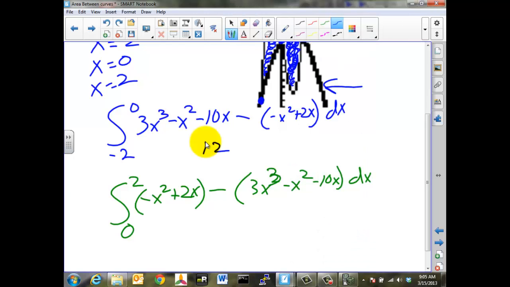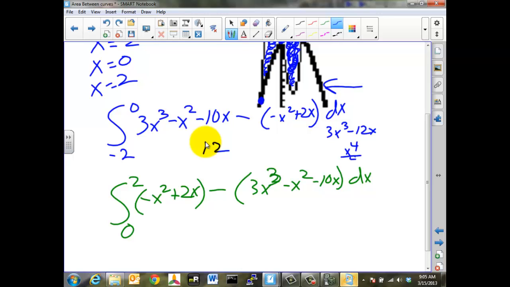Can we do this rather quickly and see if we got the right answer there? Or see if we did something wrong with the calculator? That would be 3x cubed minus x squared plus x squared, right? Won't that be minus x squared plus x squared, so they'll go away? Minus 10x minus 2x is minus 12x. So that's 3x to the fourth over 4 minus 6x squared, evaluated at negative 2 and 0.